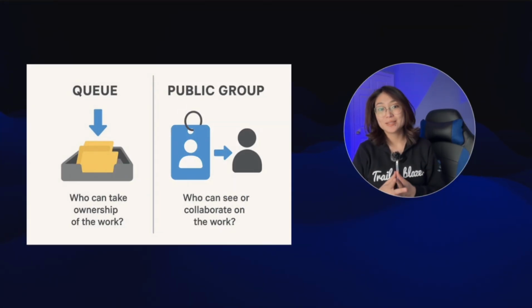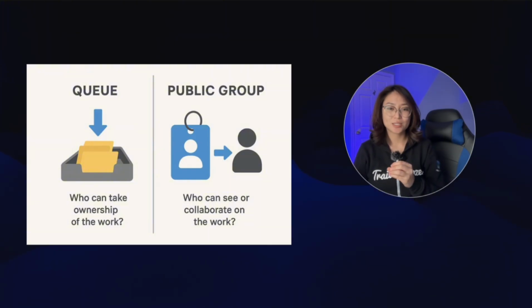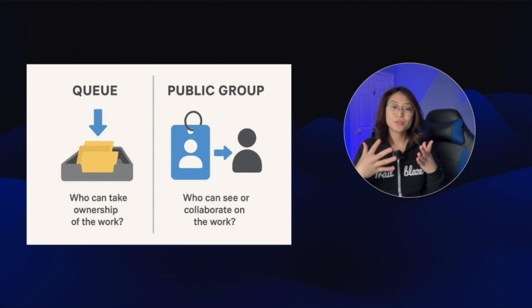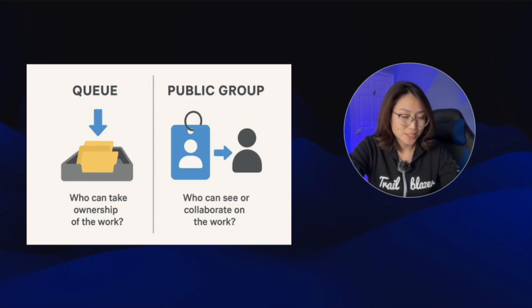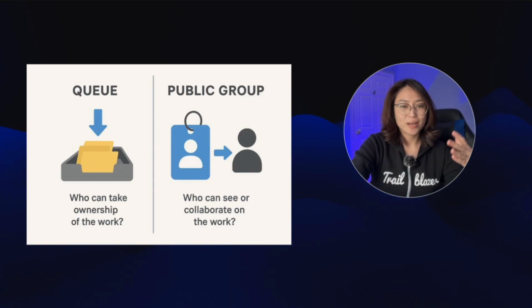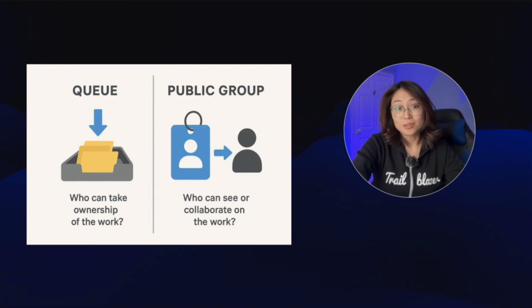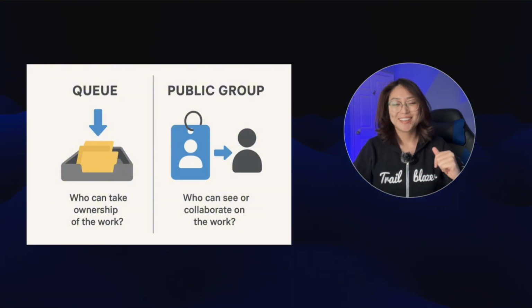A public group is simply a collection of users. Instead of assigning access to users one by one, you group people together. And then you use that group for sharing, permissions, or communications. Public groups don't give access by themselves. They are used by other features, so think of them as a holder, a way to manage access more efficiently.